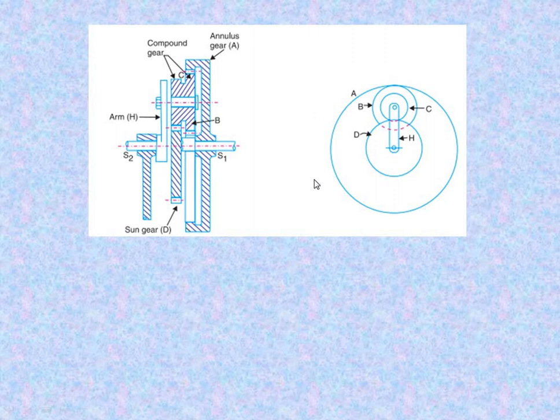So see here, this side view will be seen here. This whole gear is the annulus gear A. Then next, this gear B meshes with this gear A. First thing is that. Here gear B and gear C are compound, so they are coaxial. This gear B drives this gear D, because D and C mesh. Now next, this arm H will be there.